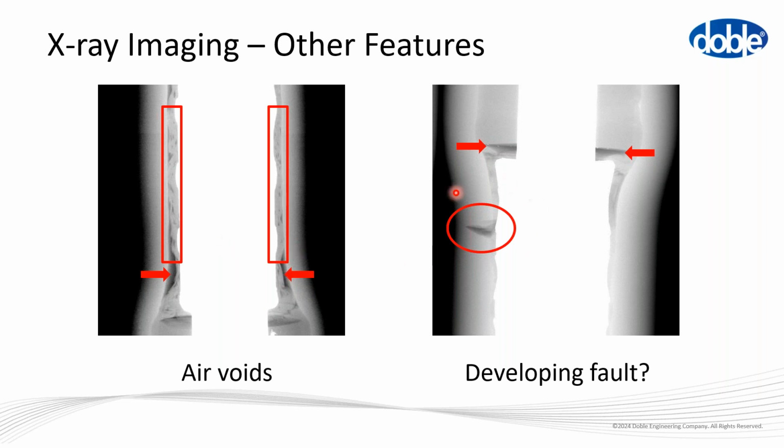But importantly, we also seem to have this other feature here that looks like a developing fault. I can see something starting to penetrate through the body of the joint. By knowing the orientation and knowing where it is, when we cut this joint open, we knew where to avoid so that we could actually preserve that feature.